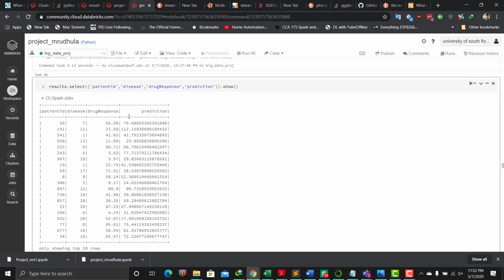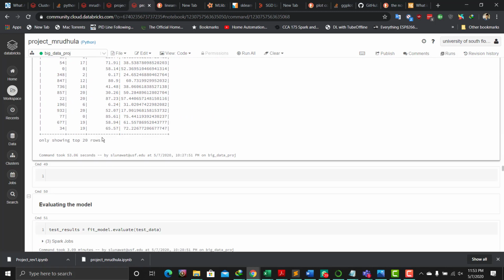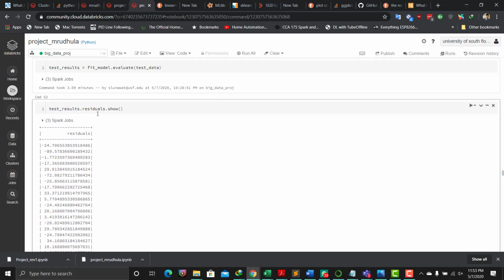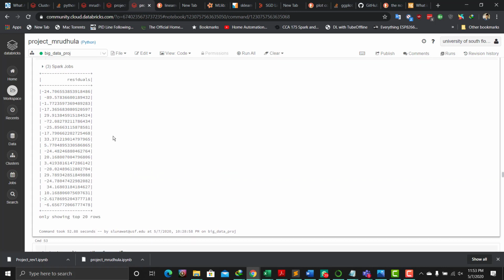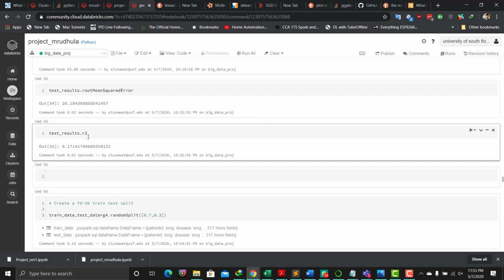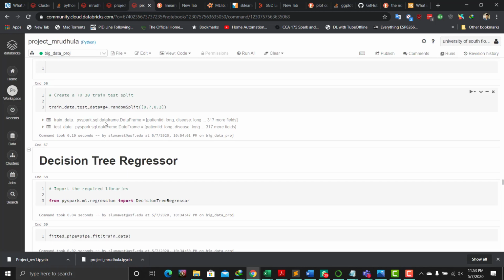You can see the drug response and the corresponding prediction for each of the patient IDs. When we evaluated the model, these are the residuals which we got from the linear regression analysis for each of the patients. After that, we can see the RMSE for this linear regression model is 26.10, and the R square value is around 17%. So this is the first model which we built.